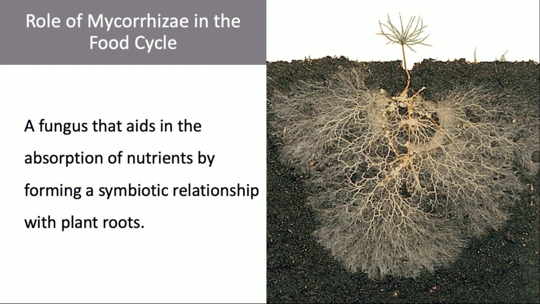Mycorrhiza, as you can see in the picture, you can see that orange central root and all the white mesh around it, that's the mycorrhiza, dramatically increasing the root system area. And what it does, it improves water uptake and nutrient uptake. And it also makes the root system more efficient.